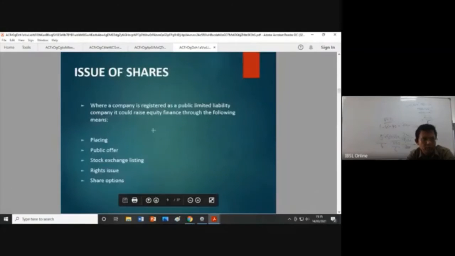Now see, this is the method of issuing shares. Placing means private placement. Public offer means IPO. Share option means what? ESOP, Employee Share Option. Employees are given shares. When a company is going to be privatized, especially the government companies, before it is privatized, you give a portion of the shares to the employees as well.